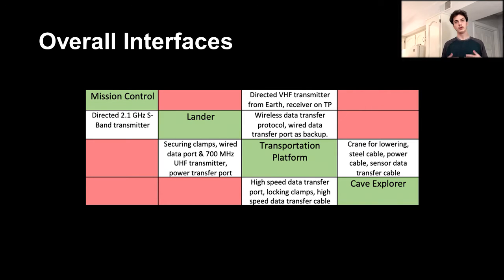So now that we know the main types of subsystems which are going to be on this mission, let's discuss how they're going to interact with one another. Starting off, we made an n-squared diagram for the 4 main largest subsystems of this mission. This includes the mission control, the lander, the transportation platform, and the cave explorer. They interact with each other mainly as relays. The lander interacts as a communications relay between the rover system and mission control, and the transportation platform and cave explorer work in a symbiotic fashion, which we'll get into later.